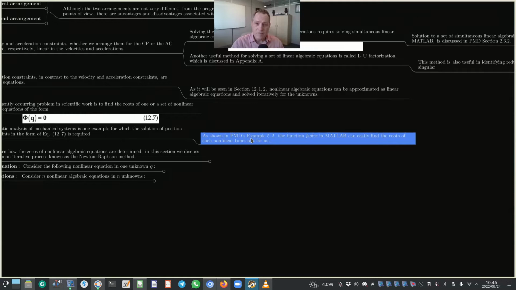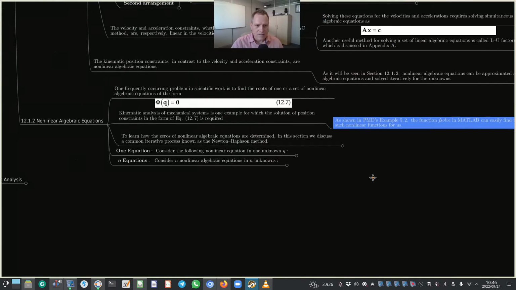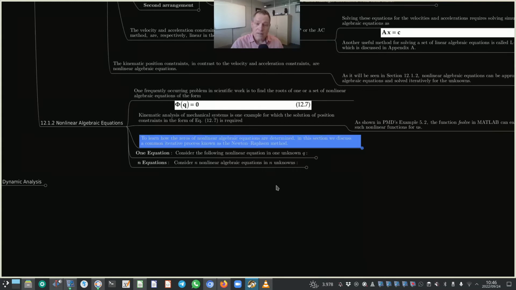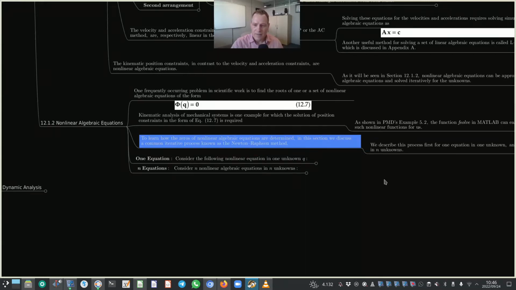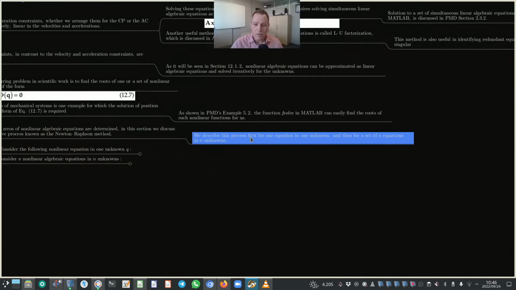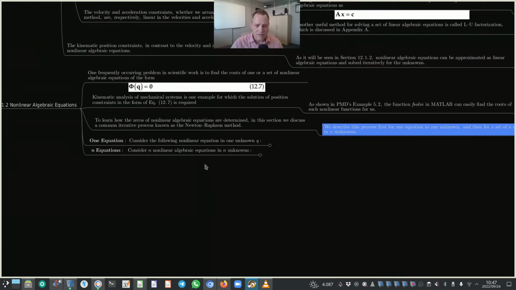So as shown in the textbook Planar Multibody Dynamics example 5.2, the function fsolve in Matlab can easily find the roots of such nonlinear functions for us. To learn how the zeros of nonlinear algebraic equations are determined, in this section we discuss a common iterative process known as the Newton-Raphson method. We describe this process for one equation in one unknown and then for a set of n equations in n unknowns. Right, so let's look at one equation.